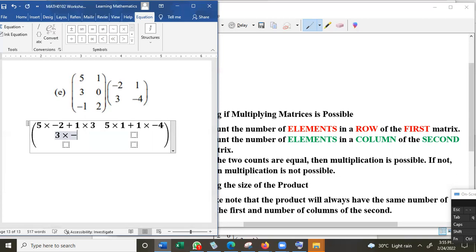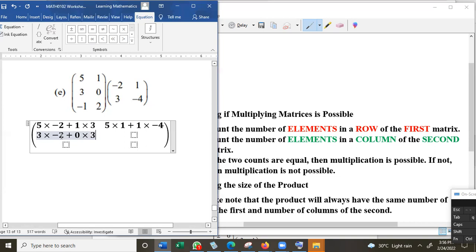3 times negative 2. Don't be afraid to say what you're thinking. You have to repeat certain things, but you have to go in order. So now we come down to the second row. Since we're in the first column, we have to go back to using negative 2. 3 times negative 2. But remember, it's row and column. So it's 3 times negative 2 plus what? 0 times 3, exactly. 0 times 3, row and column.